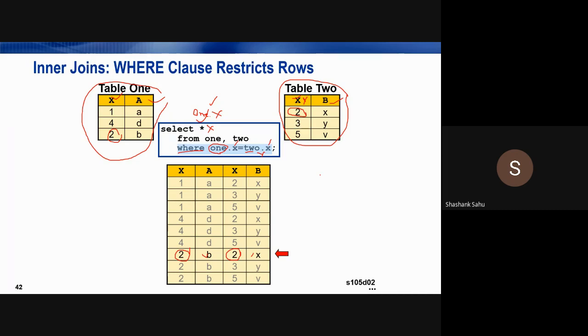And 2.y is automatically taken from the second table too. This is related to inner join.